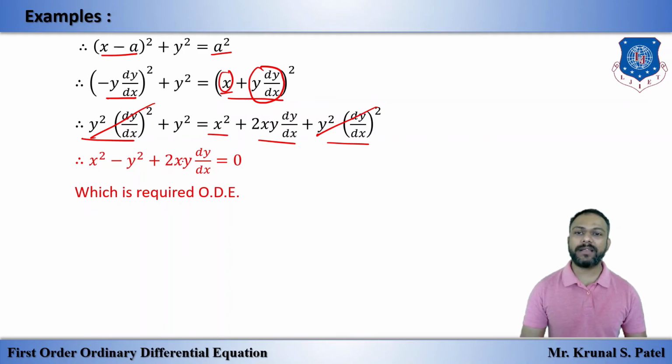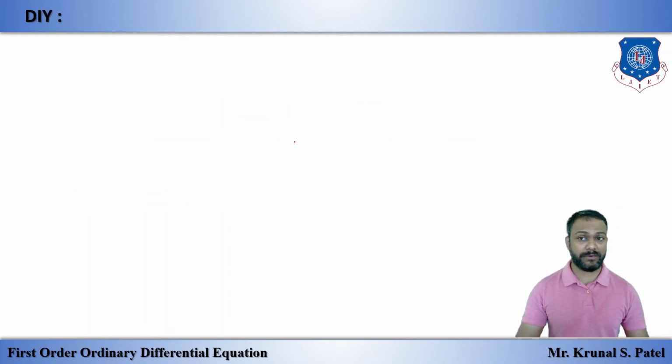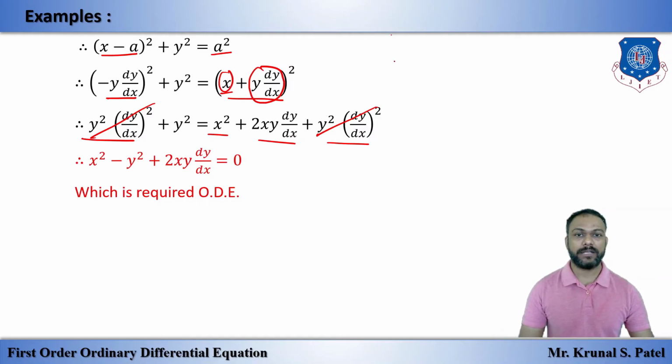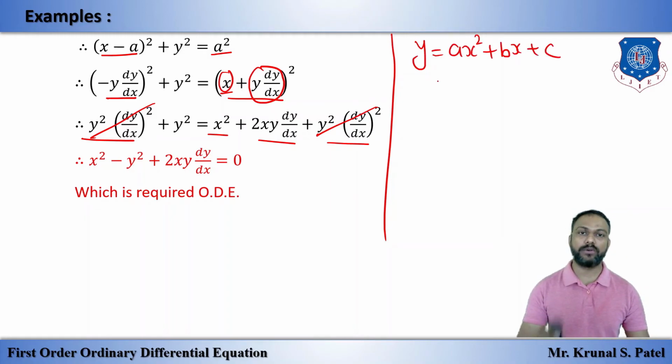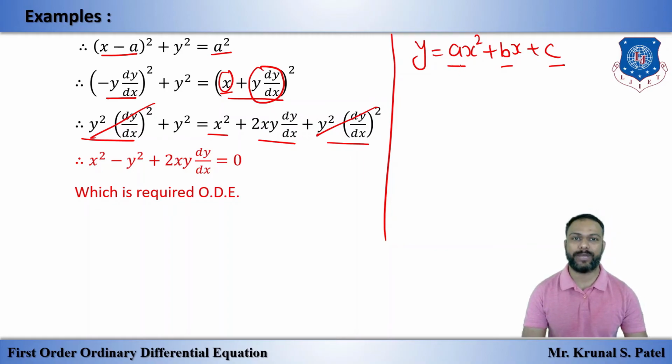Similarly, I am just giving DIYs to you. If I have the equation y is equal to ax squared plus bx plus c, this is our equation. Now find, or obtain, or form the differential equation. So here we have three arbitrary constants a, b, c. So we will differentiate this with respect to x three times, and we will try to eliminate a, b, c.